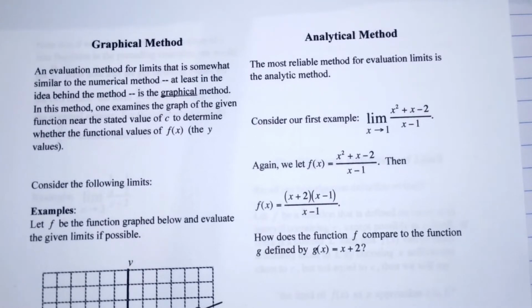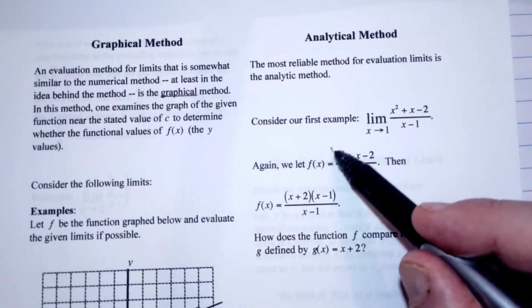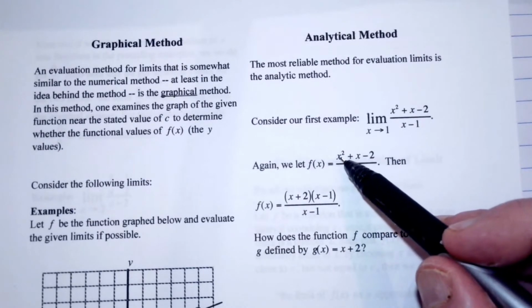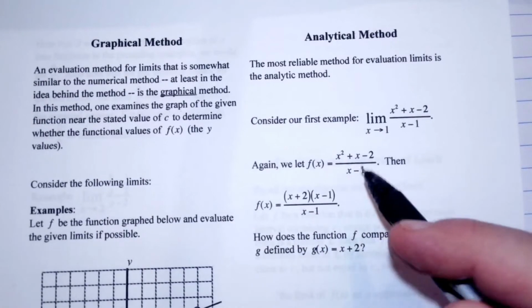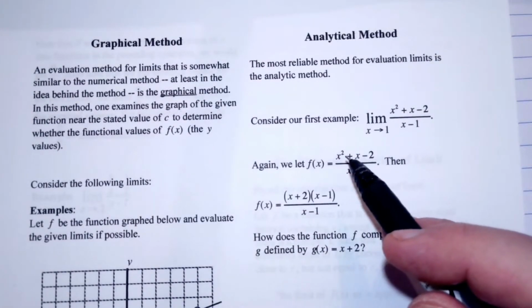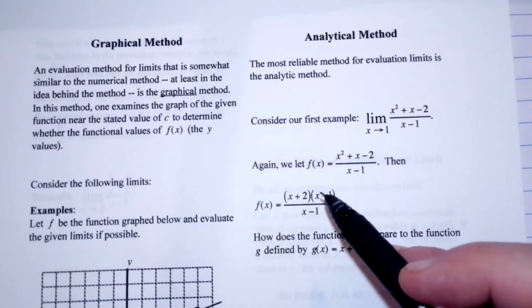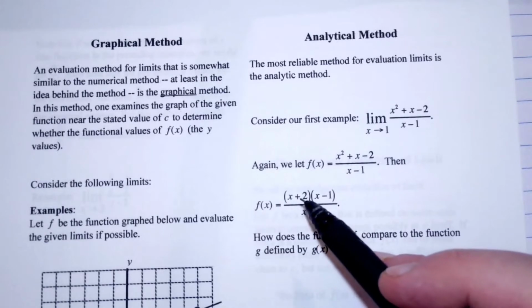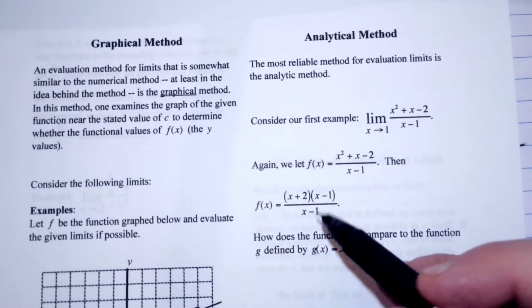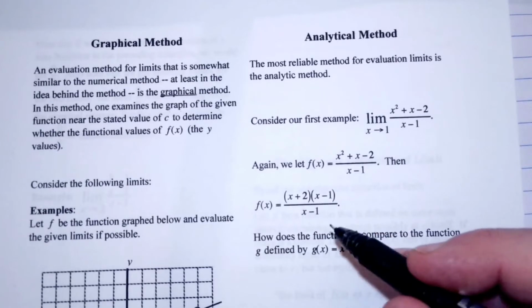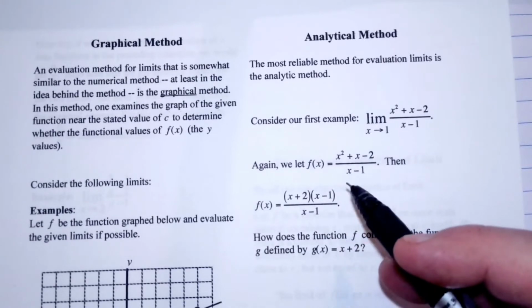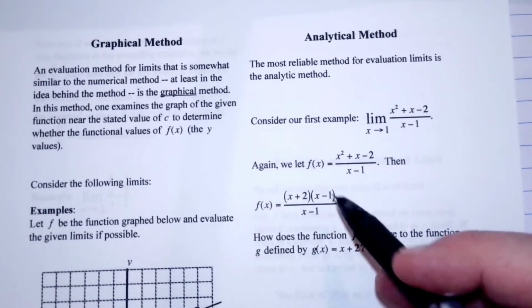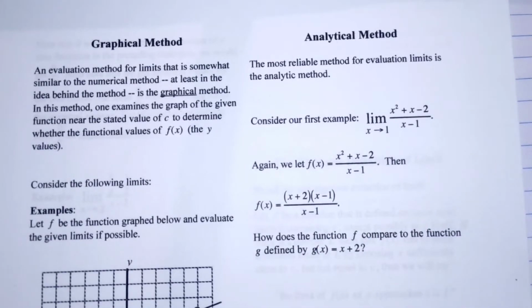So remember, we were calling this expression f of x. F of x is x squared plus x minus 2 over x minus 1. Well, what we can do is we can factor this expression. The numerator can be factored into x plus 2 times x minus 1. Now, the algebraist in you is probably clamoring to cancel the x minus 1s, and that's a good thought.